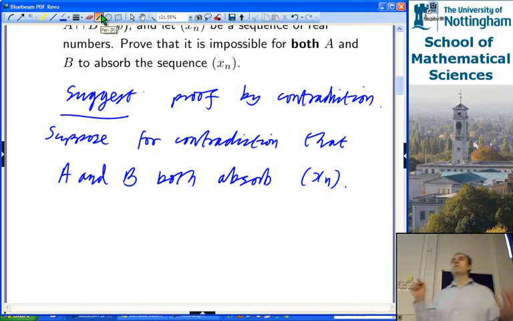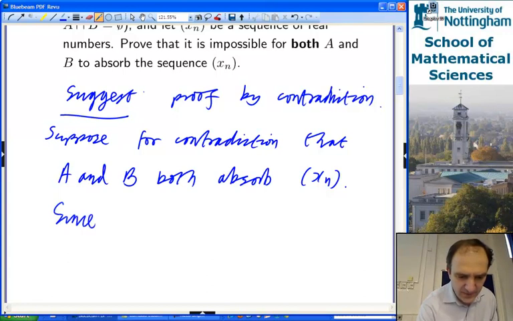So remember, throughout this, you should remember that A and B don't overlap. A intersection B is empty. So, of course, what I'm going to do is show that actually some, in fact, infinitely many of the terms of the sequence will turn out to be in both A and B at the same time, which will make the intersection non-empty, which will be ridiculous and give the contradiction. So how do we do it?